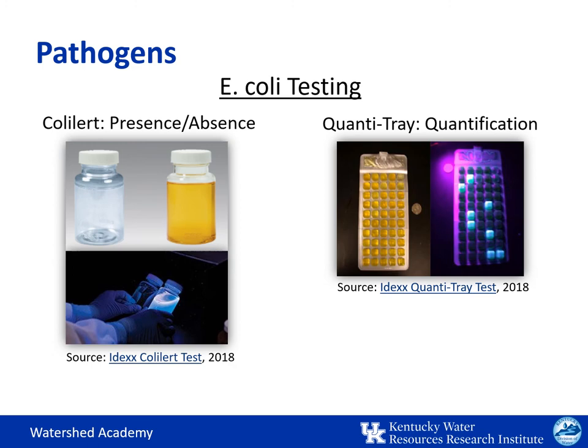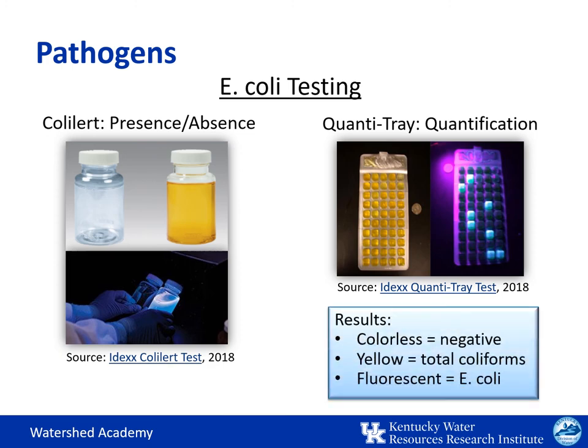Some simply indicate the presence or absence of E. coli, for instance, the ColiAlert test on the left, and others estimate the concentration level, for instance, the Quantitray quantification. In the result on the right, if it's colorless, that means it's negative. If it's yellow, it means there are total coliforms. And if it's fluorescent under a UV light, that shows the presence of E. coli. A chart is used to translate the number of cells that are present to the most probable number, which is equivalent to colony-forming units.